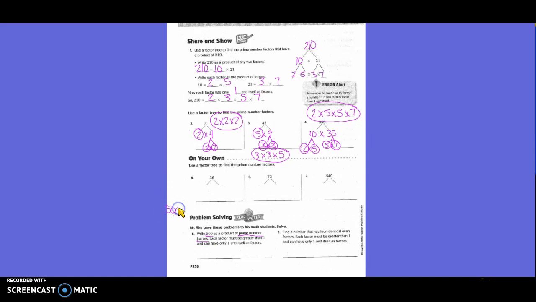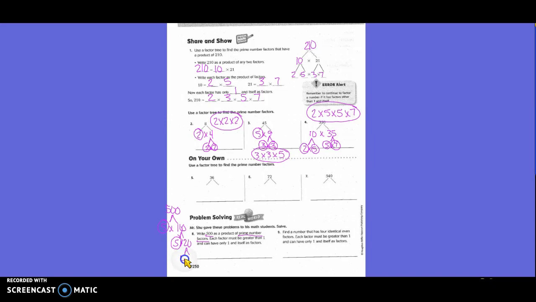So 500, what can I break that into, guys? Can I do 5 times 100? Is 5 a prime number? Yes. Is 100 a prime number? No. So what can I do for 100? Can I do 5 times 20? Is 5 a prime number? Yep. Is 20? No. What can I break it into?